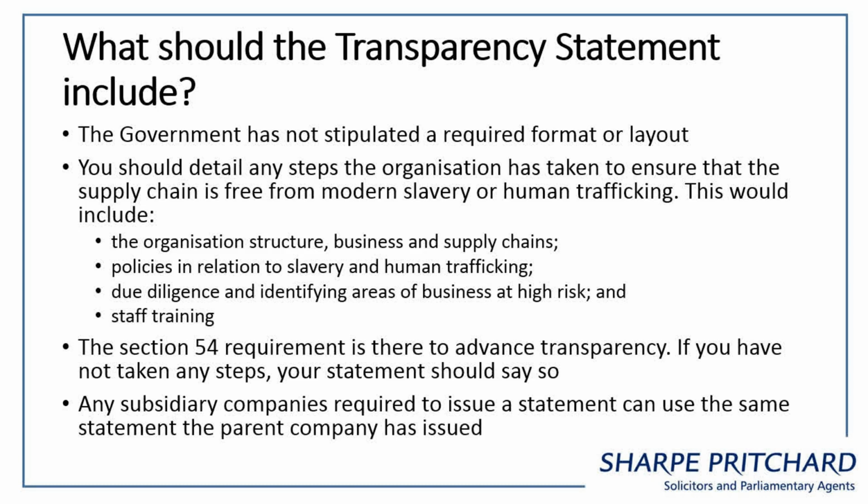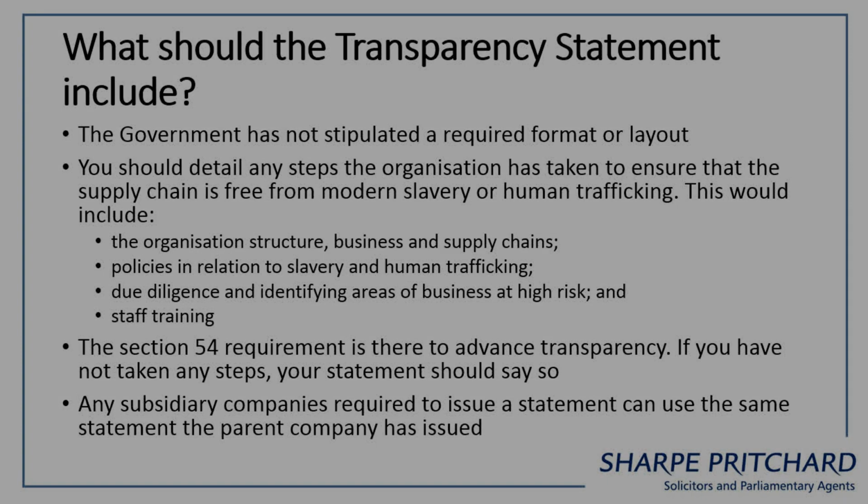The statement should focus on the organisation's structure, business sectors and supply chains, identifying particular risk areas which need targeting and the steps they are taking to investigate. It should list the policies in relation to slavery and human trafficking and explain the steps the organisation has taken to conduct due diligence and identify areas of business at high risk from supply through modern slavery.